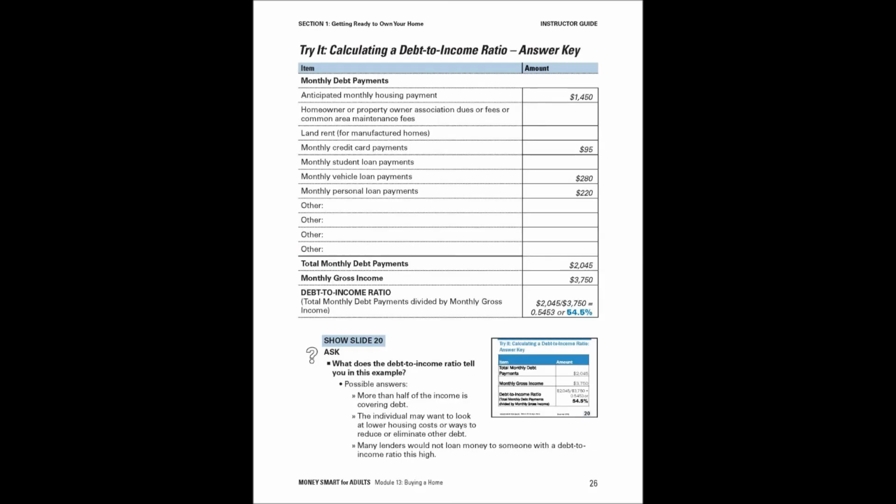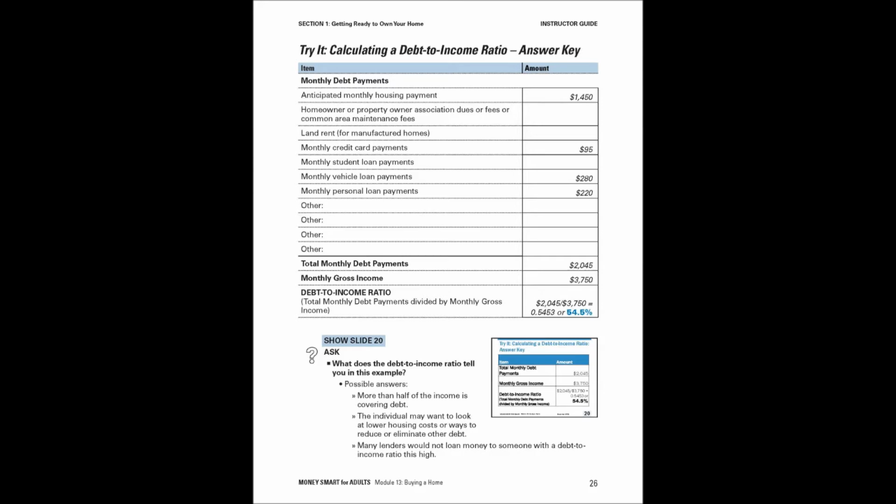And I got to say this, notice that the example in the triad activity at the bottom here, it says 54.5%. That's the actual answer here. And no, that's not pretty. No, it's high, right? And so we want to make sure that we talk about that. What does this mean? Really, really ask your participants about the meaning of a high debt to income ratio. Now, of course, in this example, 54.5%, more than half of the income is covering the debt.